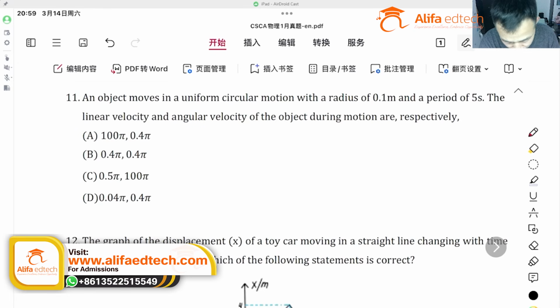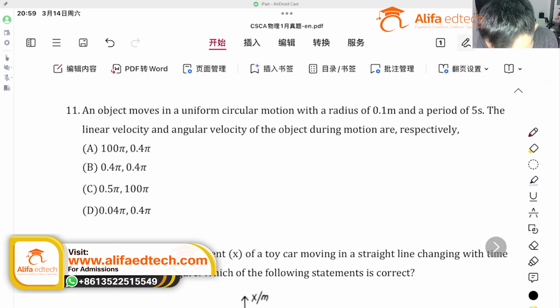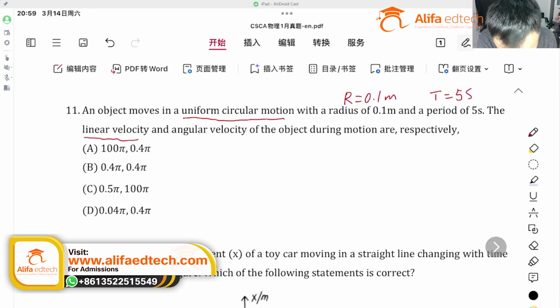Let's look at the 11. 这一题呢，他说 an object moves in a uniform circular motion. Radius r is 0.1 meter, and time period T is 5 seconds. The linear velocity and angular velocity.